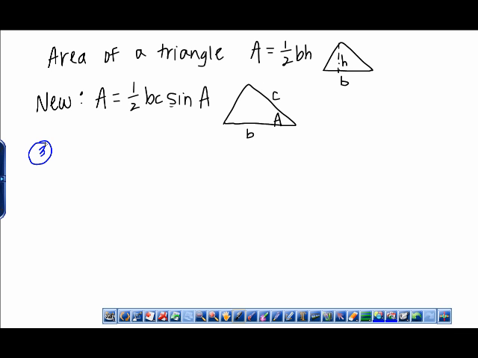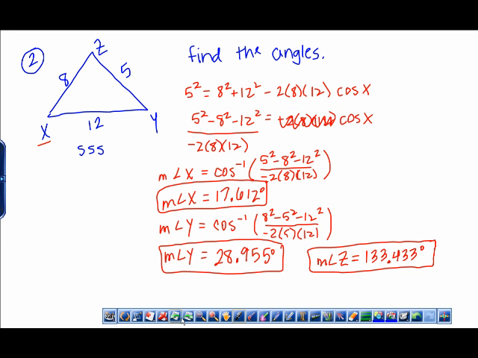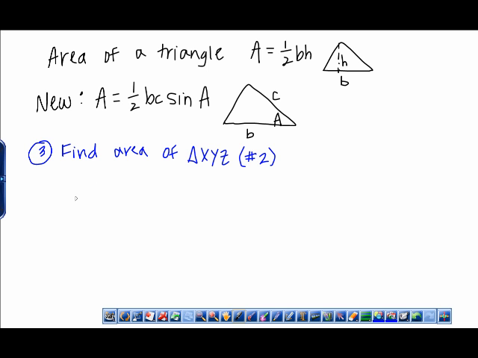Okay, so I want you to find the area of triangle XYZ, which is from problem number 2. Let's go back, and for you it's probably just right above. We could pick any angle that we wanted, and when I used to teach this in class, I would have different groups find it differently, and we'd all end up with the same area. So since this was the first angle that we came up with, let's go ahead and use this angle. If we use angle X, then we would be using 8 and 12 as our two sides. So I would have area equals 1/2 times 8 times 12 times sine of 17.612 degrees. And then again, this is an approximation.